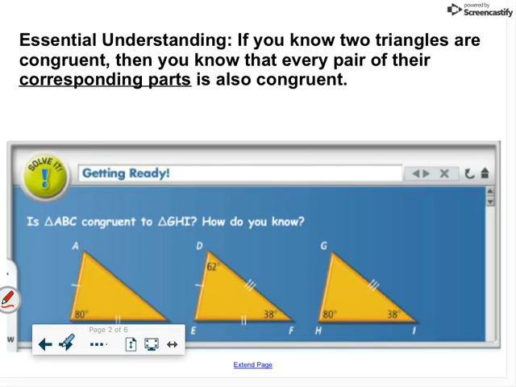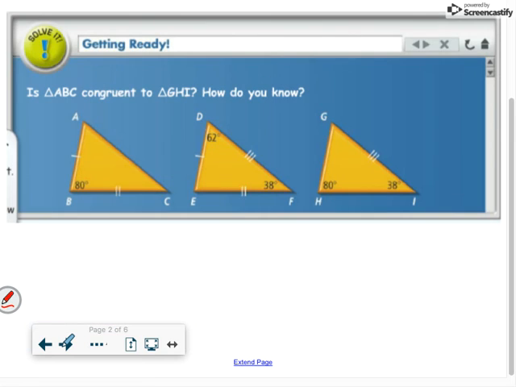And here's the basic knowledge for today. If you know that two triangles are congruent, you know that every pair of their corresponding parts are congruent. So if I can say that the triangles are congruent, I can go one more step and say that every piece of those congruent triangles would be congruent as long as they correspond, right?